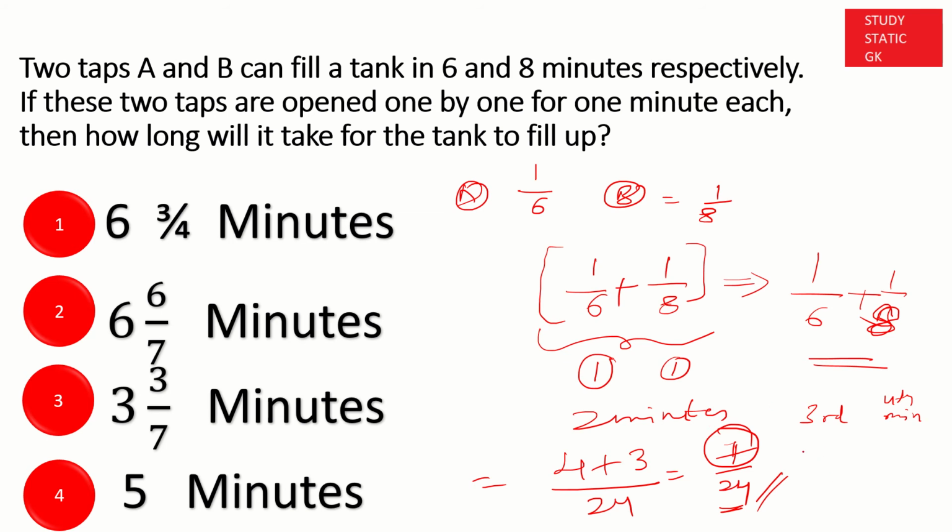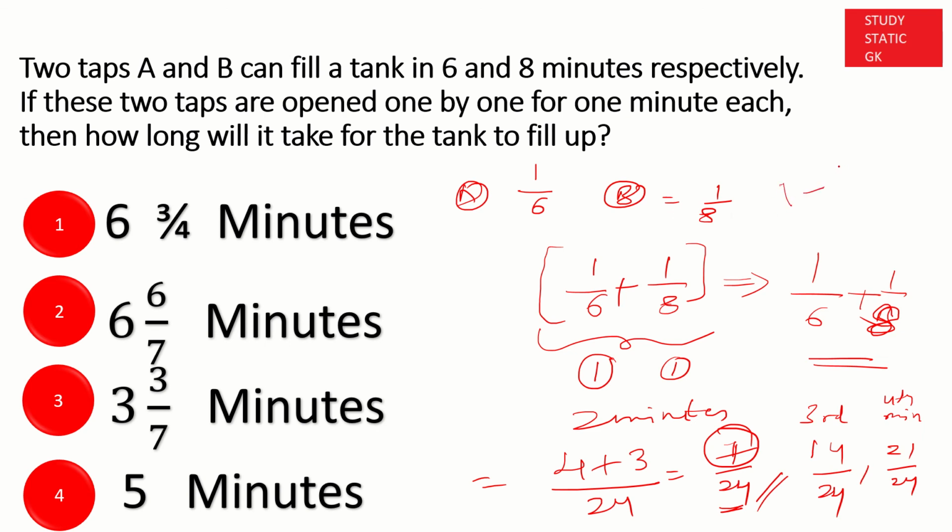In the next 2 minutes, 14 parts will be filled out of 24. In the next 2 minutes again 7, so 14 plus 7 means 21 by 24. If we consider the next consecutive 2 minutes, that is another 7 by 24, it will go beyond the capacity, so we don't go there. So in the first 6 minutes, the tank filled is 21 by 24.